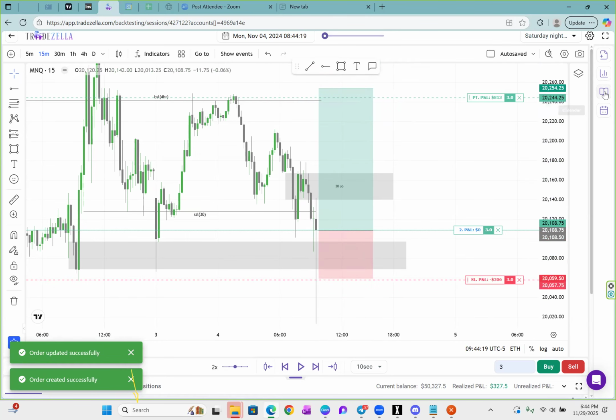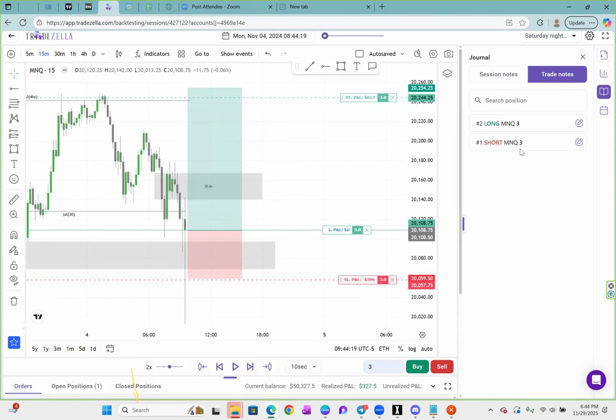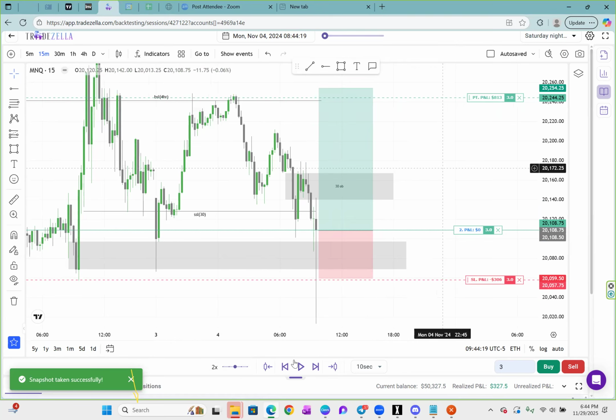You would go to journal, trade notes. This is number 2, so it goes by in order. Then you can take a picture and type it in. Okay?